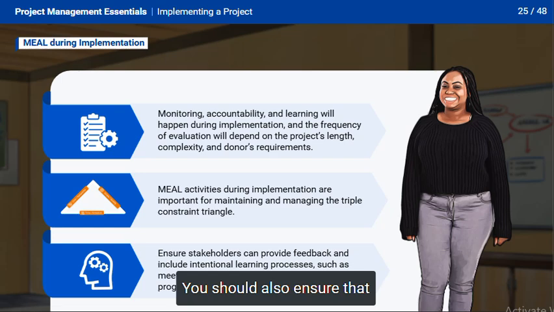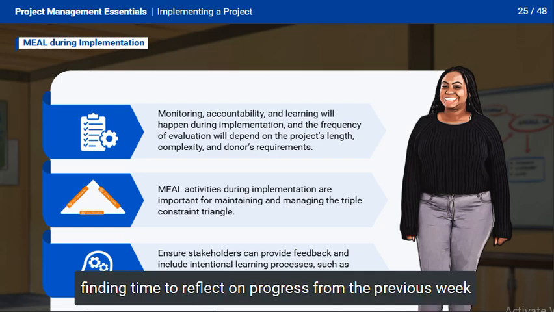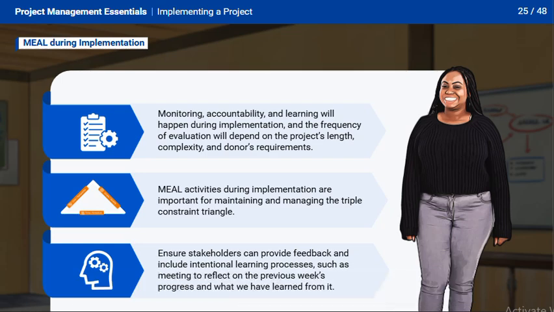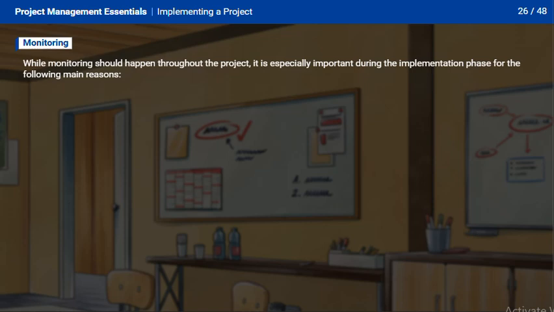Otherwise, you should ensure that the MEAL tasks are allocated to the right people. You should also ensure that the stakeholders can provide feedback and there are intentional learning processes included in the project. For example, finding time to reflect on progress from the previous week and what we have learned from it. You should conduct monitoring throughout the entire life of the project. However, monitoring is especially important during the implementation phase.